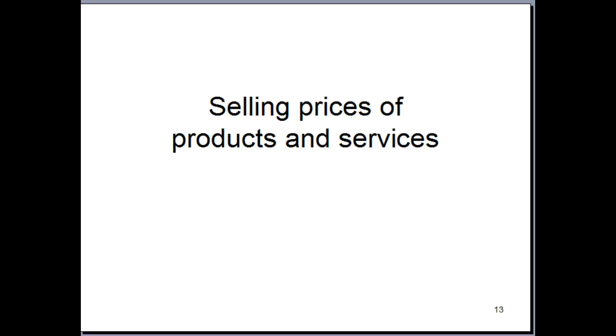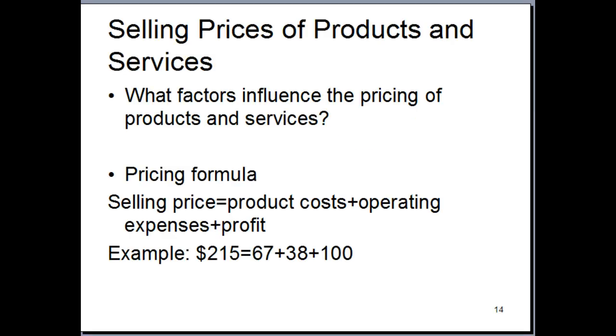We're going to talk about selling prices of products and services and how that occurs. The factors that influence the price of products and services include supply and demand, how much of that product has been produced and how many people want it. Uniqueness, can you get it anywhere or is it unique to one company? Age, is the product within a use-by date? Is it fresh?